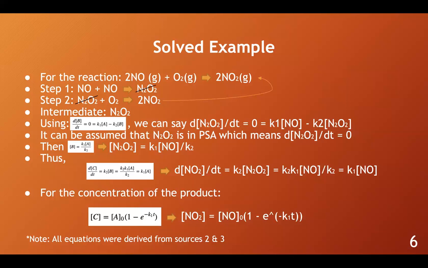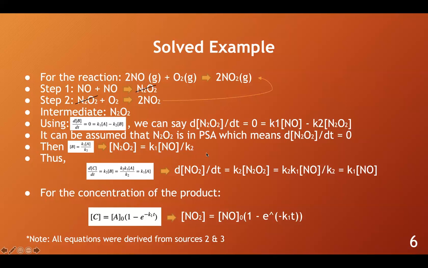Using the equation shown in the previous slides, delta B over delta T is equal to 0. So we can assume that N2O2 is an intermediate that is at pseudo steady state, which means that the change in the concentration for the intermediate is equal to 0. We can also see here that this is the equation that is derived for the intermediate, which is equal to 0.